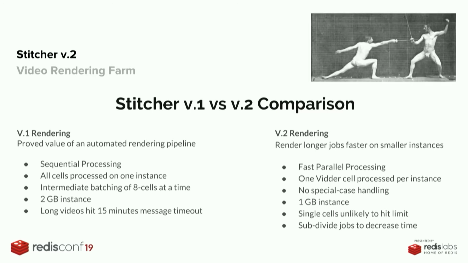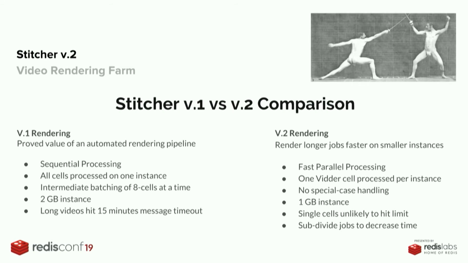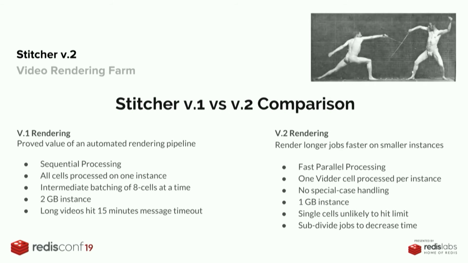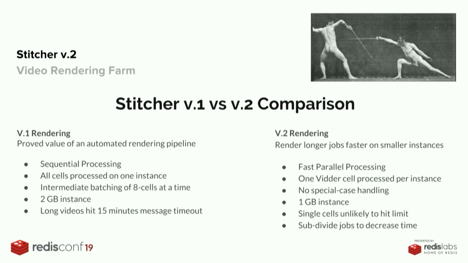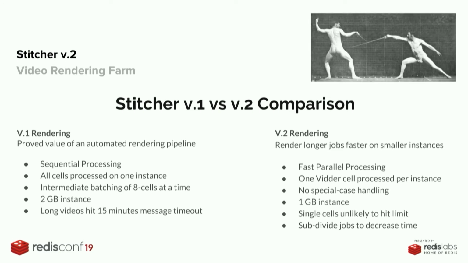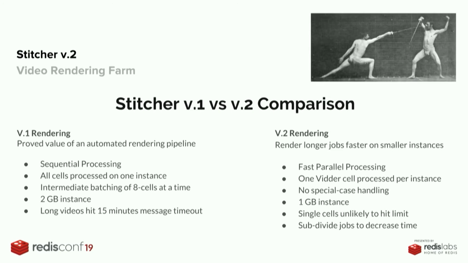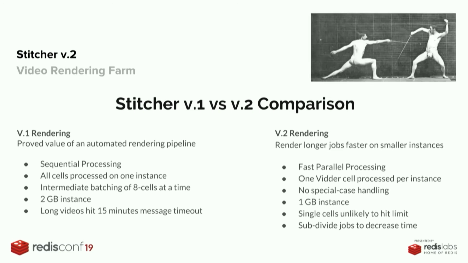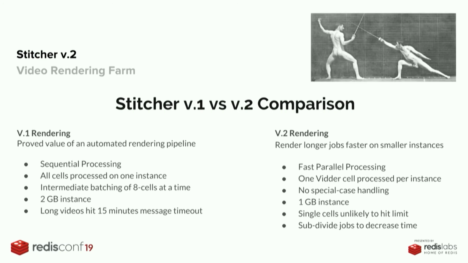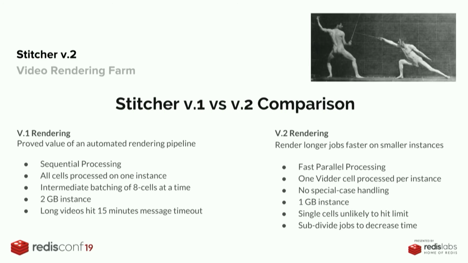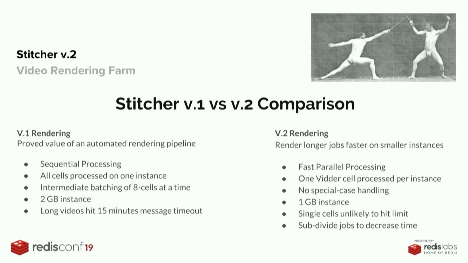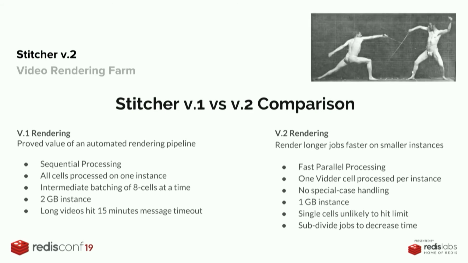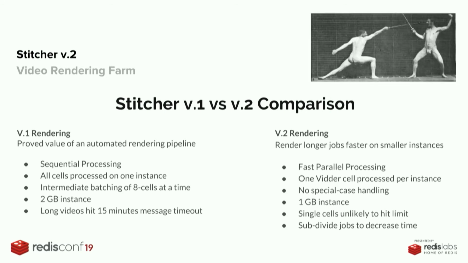We had fast parallel processing. A single Vidder cell would be processed on each instance. There was no more special casing of grouping cells together. We were able to render on 1 gig instances because we were dealing with a lot less content. So single cells were unlikely to hit any kind of memory limit or timeout limits.